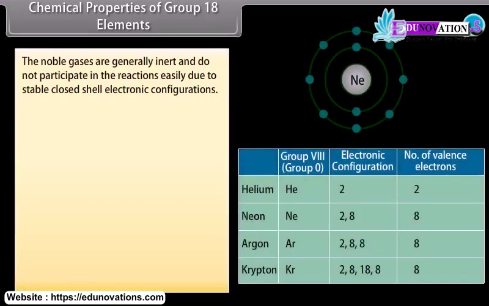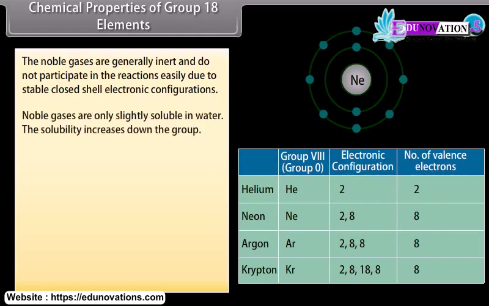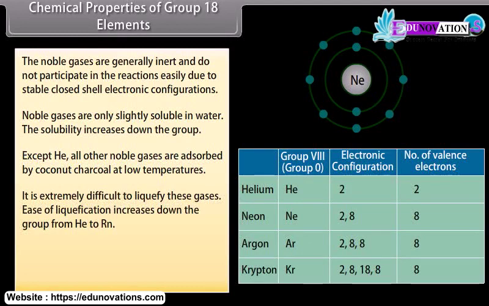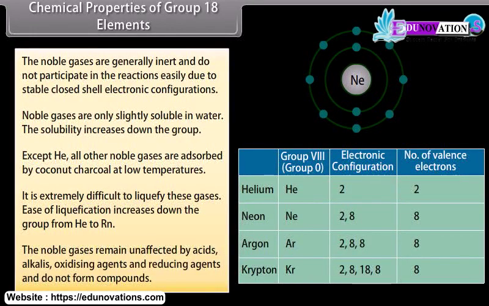Chemical properties of group 18 elements. The noble gases are generally inert and do not participate in reactions easily due to stable closed-shell electronic configurations. Noble gases are only slightly soluble in water. The solubility increases down the group. Except helium, all other noble gases are absorbed by coconut charcoal at low temperatures. It is extremely difficult to liquefy these gases. Ease of liquefaction increases down the group from helium to radon. The noble gases remain unaffected by acids, alkalis, oxidizing agents, and reducing agents, and do not form compounds.